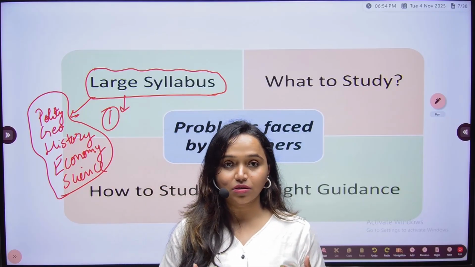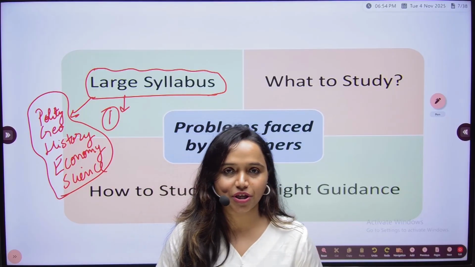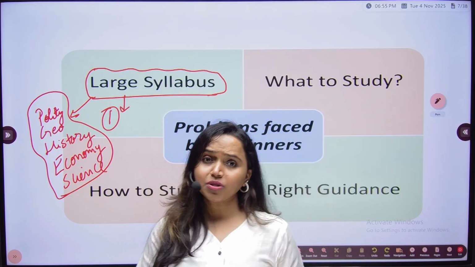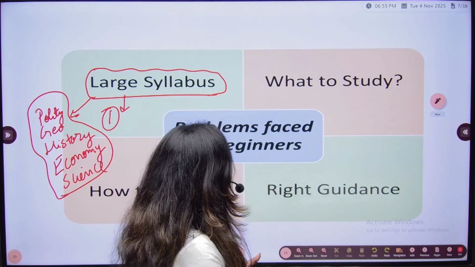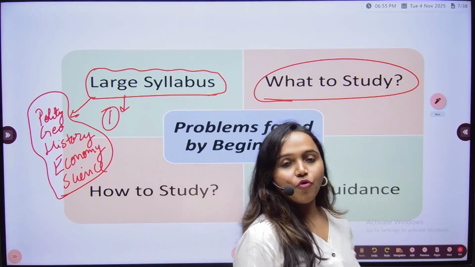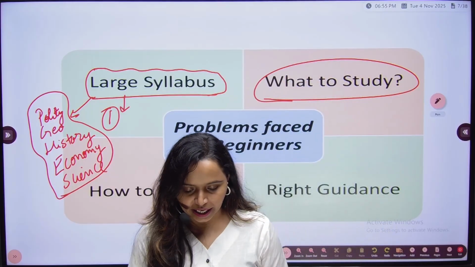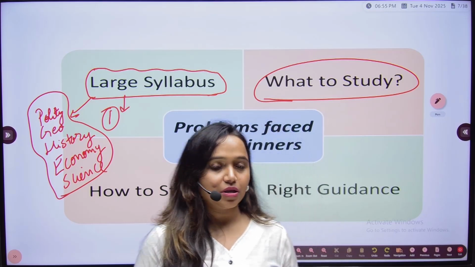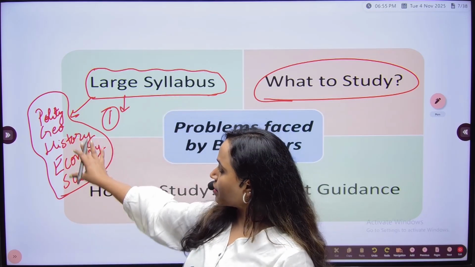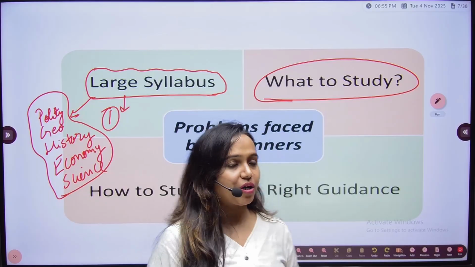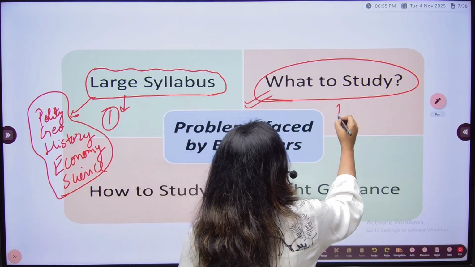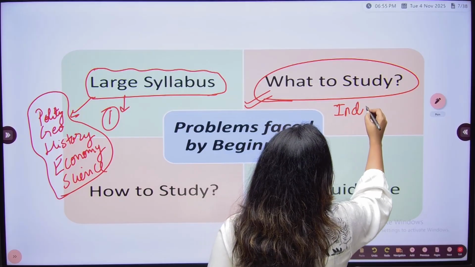I mean, what doesn't come under Indian polity? Everything which is related to law and governance comes under Indian polity. So how to know what to study? This is the second problem faced by beginners. Once they decode the syllabus, they will know these 5, 6 subjects are very important. Then they will think, okay, I know I have to study Indian polity, but what?